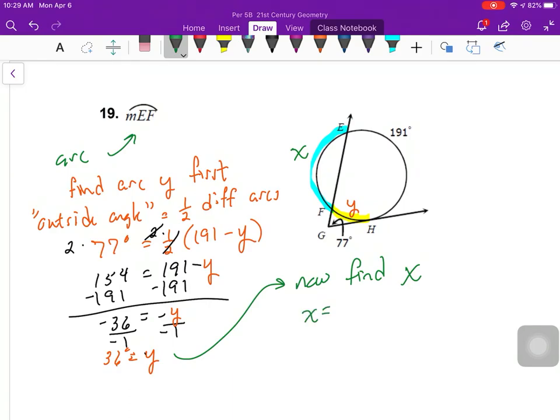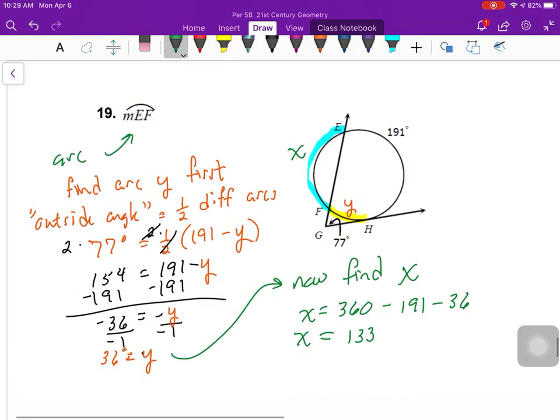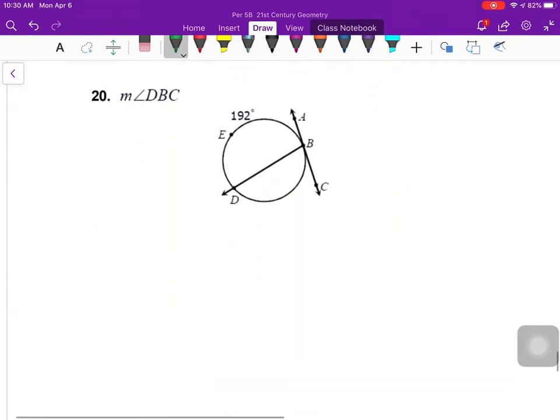And now let's find x. So to find x, we'll take the full circle, 360, we'll subtract the 191, and we'll subtract the 36. So the x is 133. The measure of that arc then, EF, is equal to 133. Sorry about that, I had the wrong letter in there for a while.